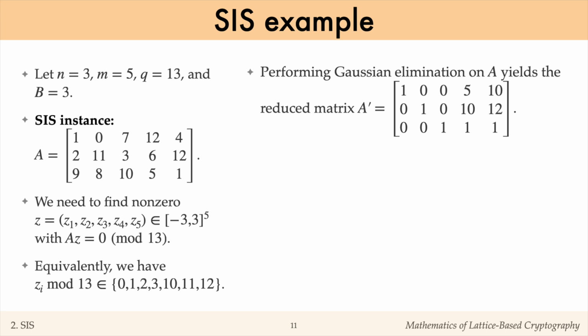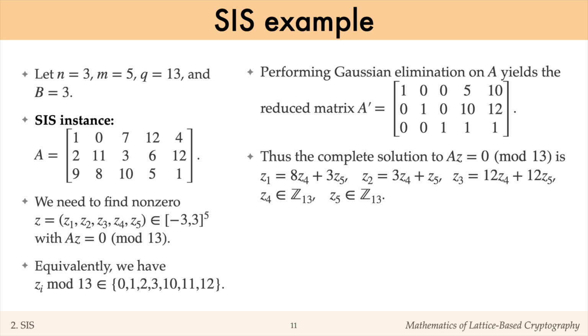So working over the integers modulo 13, Gaussian elimination on A yields this reduced matrix A primed. We see that A primed has rank 3, so its null space has dimension 2. The unconstrained variables are Z4 and Z5, and the complete solution to the system of equations is Z1 equals 8Z4 plus 3Z5 from the first row of A primed, Z2 equals 3Z4 plus Z5 from the second row of A primed, and Z3 equals 12Z4 plus 12Z5 from the third row of A primed.